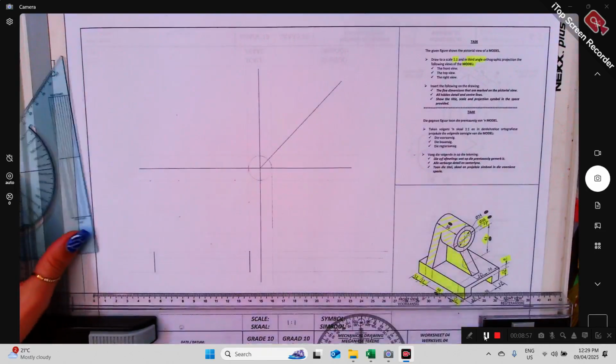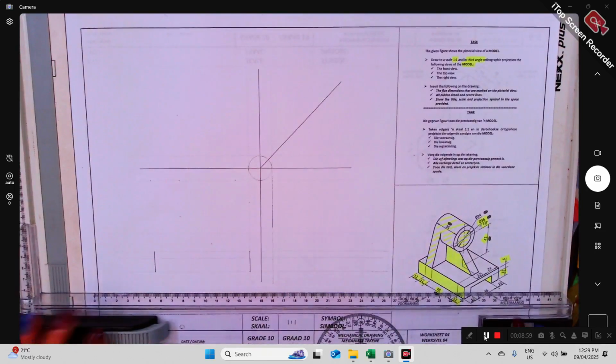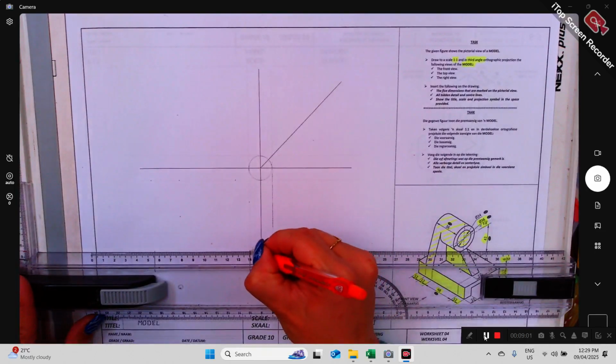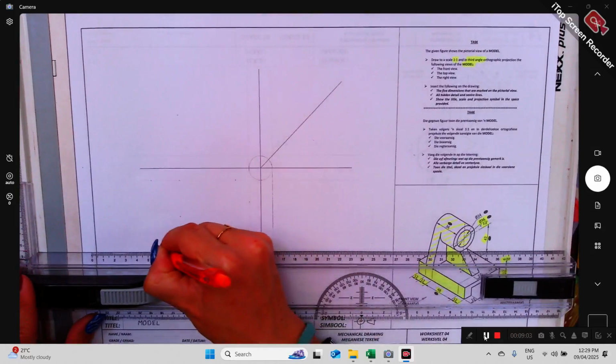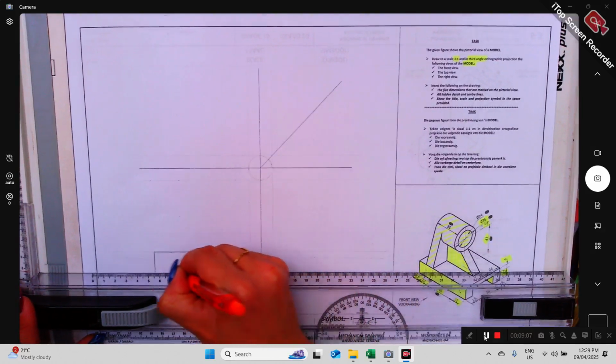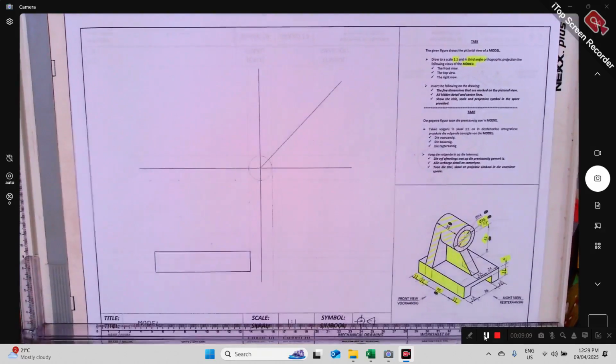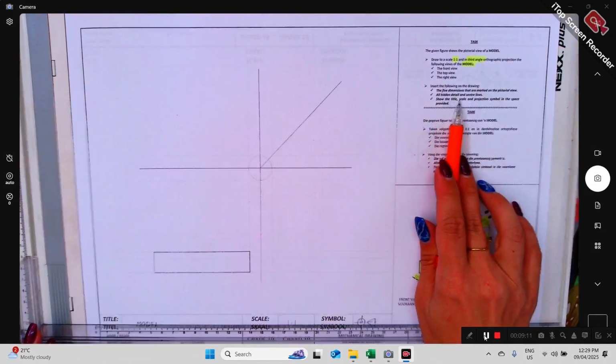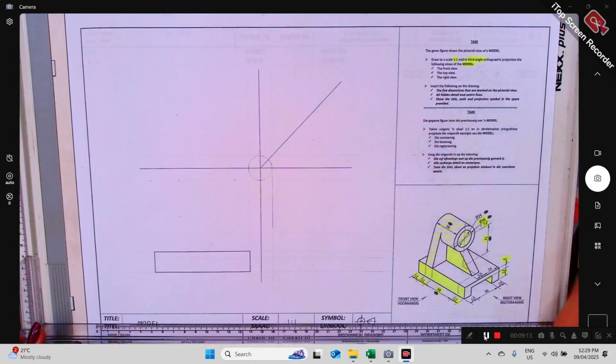Then I can also include the top of my base, an A line, the darkest line that I draw, and the bottom of my base, an A line, the darkest line that I draw. Then, as my question states, all hidden detail and center lines must be included.